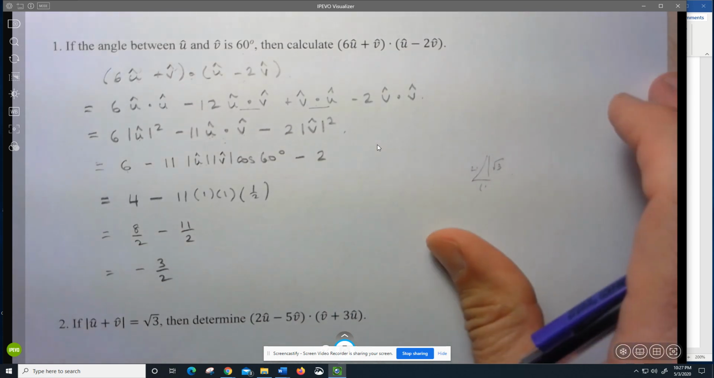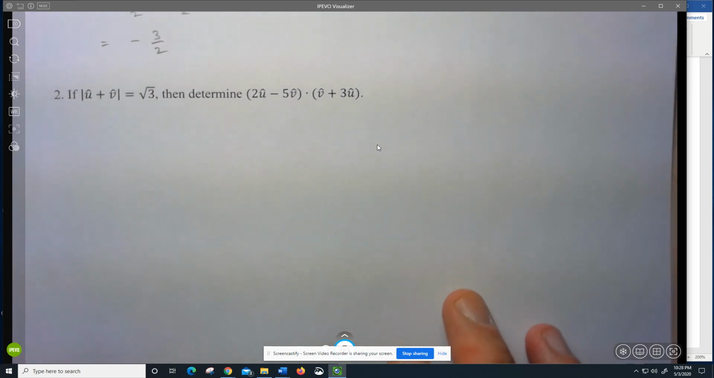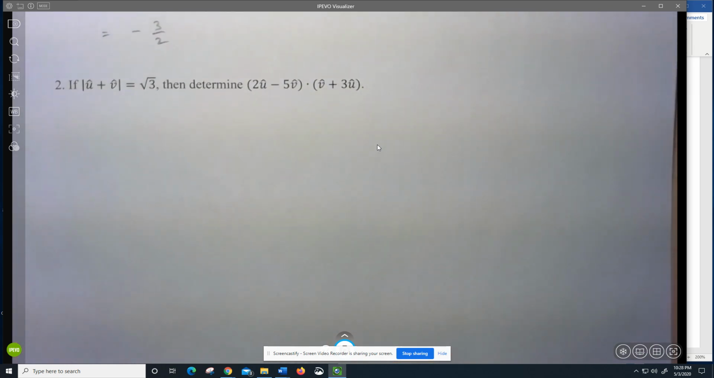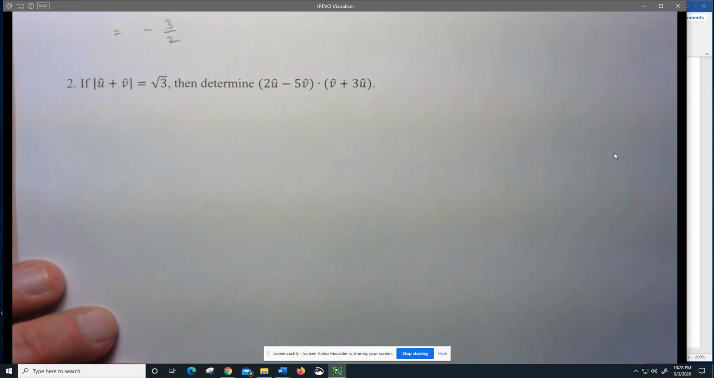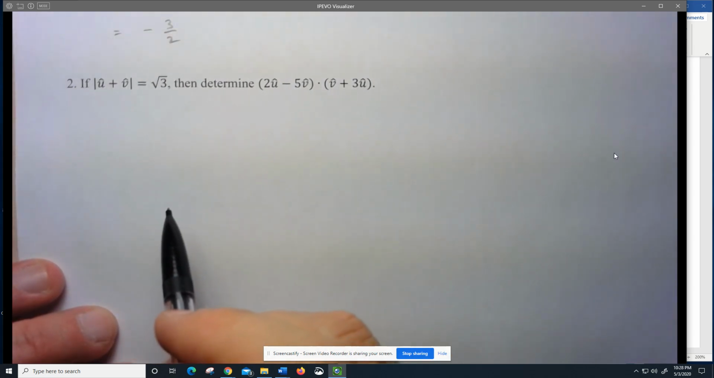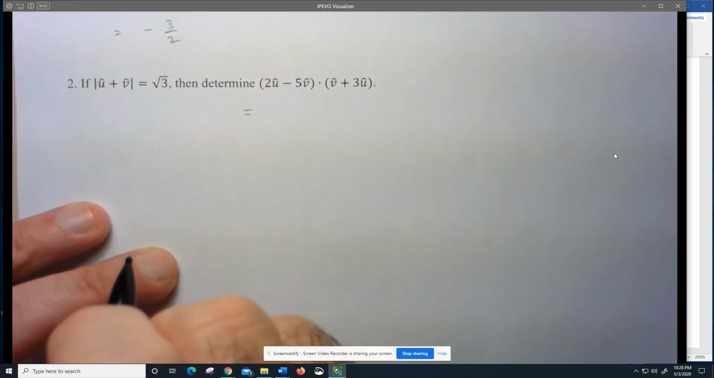All right, so let's do a similar one, but we'll see that this one has a bit of a twist as we get to the end. Again, it makes life a little easier that we know these are all unit vectors. All right, but let's start by distributing.